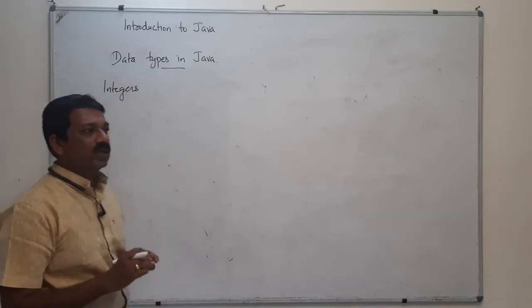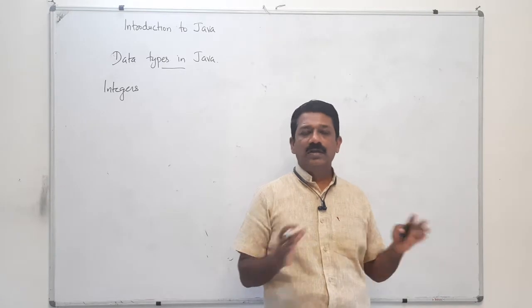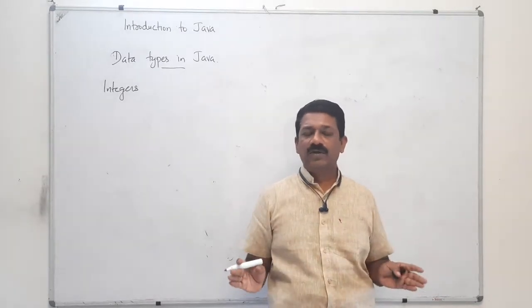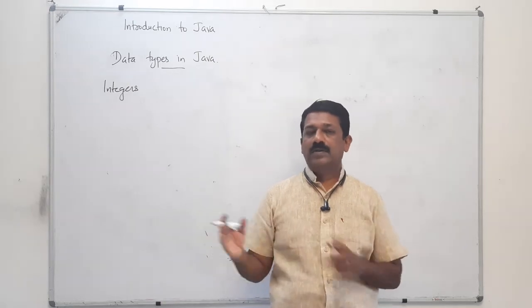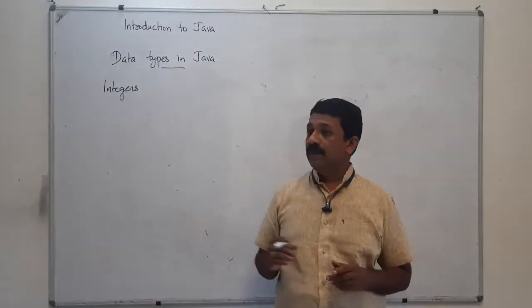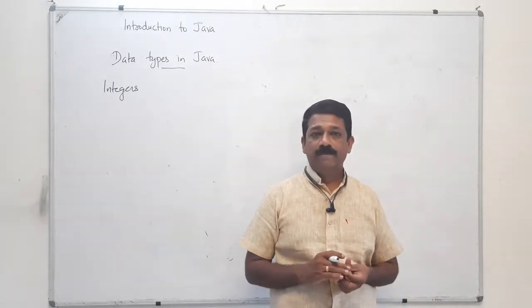Integers means counting numbers: 0, 1, 2, 3, etc. Negative numbers are also there. That means an integer is not a floating point number. It does not have any decimal part. That is an integer. And signed integers as well as unsigned integers are there.